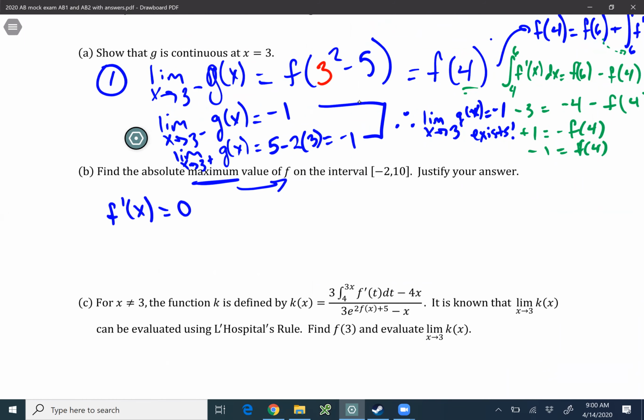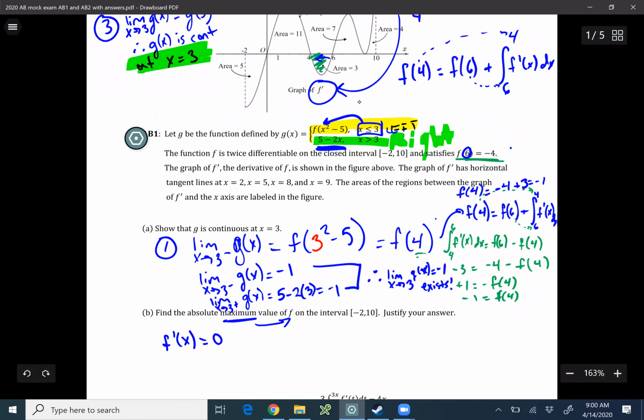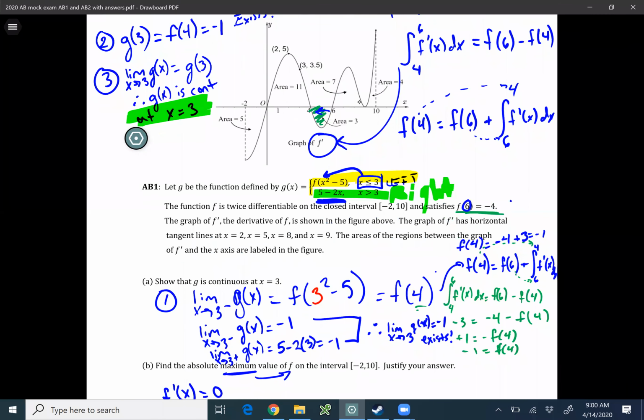Okay, so now where is f prime of x equal to 0? X equals 0, 4, 6. Yeah, so it actually kind of told us this.